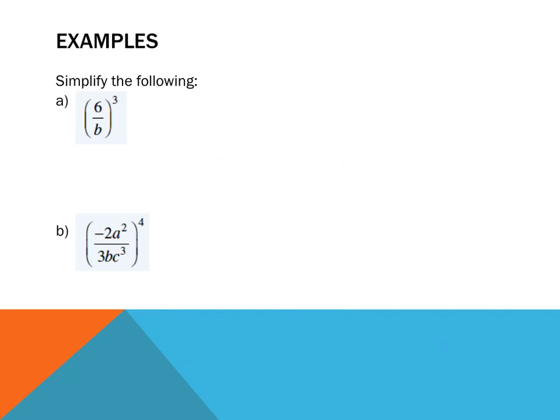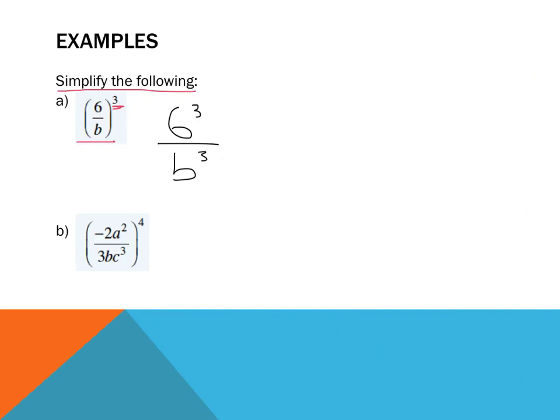We have in the bracket 6 divided by b. Now, we've known for the last 3 lessons that this indice here, this raising to the power of 3, belongs to everything within these brackets. So 6 divided by b in brackets to the power of 3 is another way of saying 6 to the power of 3 divided by b to the power of 3. So we can write this as 6 to the power of 3 divided by b to the power of 3.